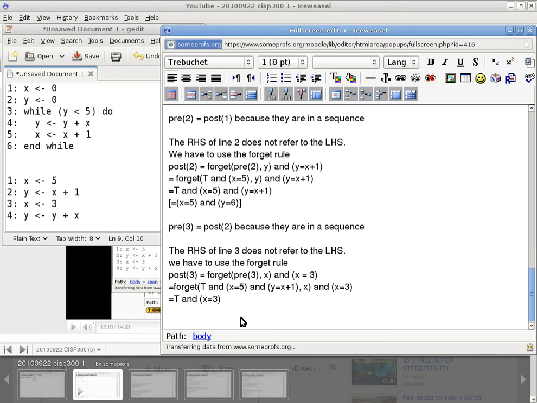Now, this is the last one. The last one is pre-4 equals post-3, because they are in a sequence. If you want to save a lot of writing, you can use the because notation in math. Do you still remember how you write the because in mathematics? It's the three dots. But I can't remember, is it the regular triangle or the inverted triangle? So it's the regular one.